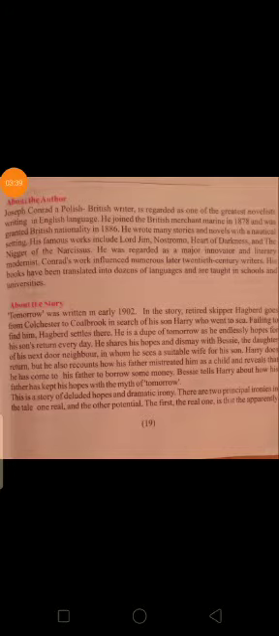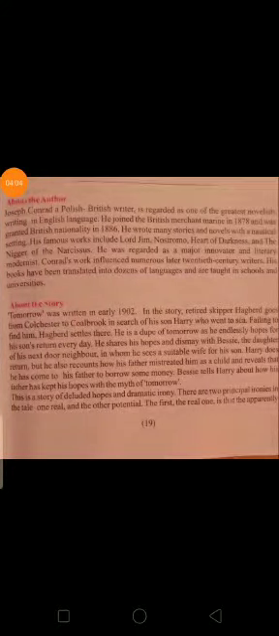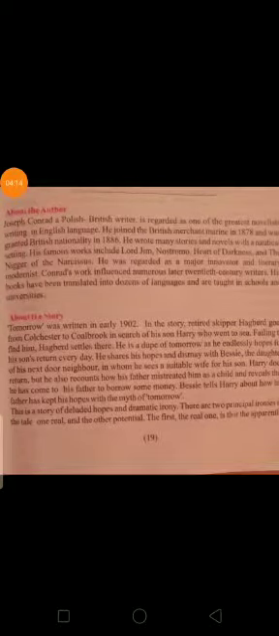Here is about the author, Joseph Conrad. We should know a little introduction about the novelist also. He was a British writer, one of the greatest novelists writing in English. He wrote many novels like Lord Jim, Nostromo, Heart of Darkness, etc. He also received many awards. About the story: Tomorrow was written in early 1902. What are we going to learn in this story?